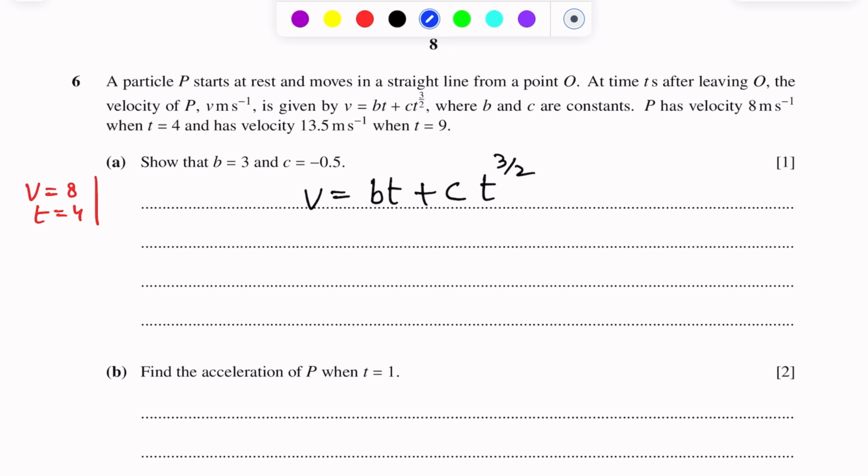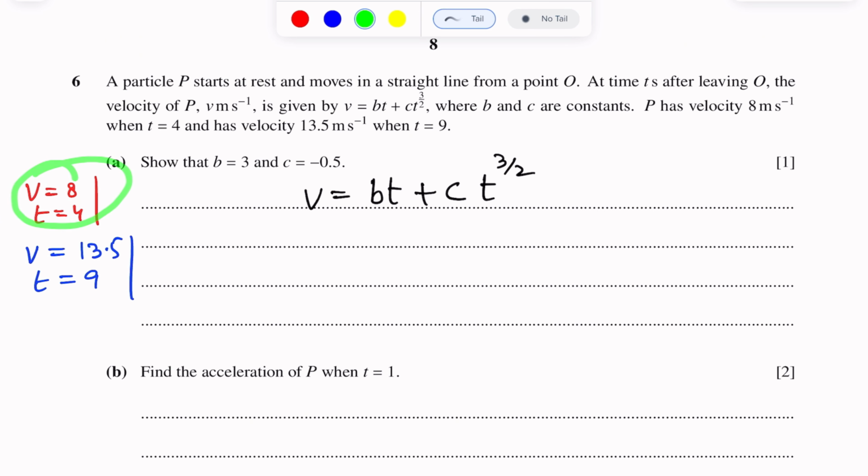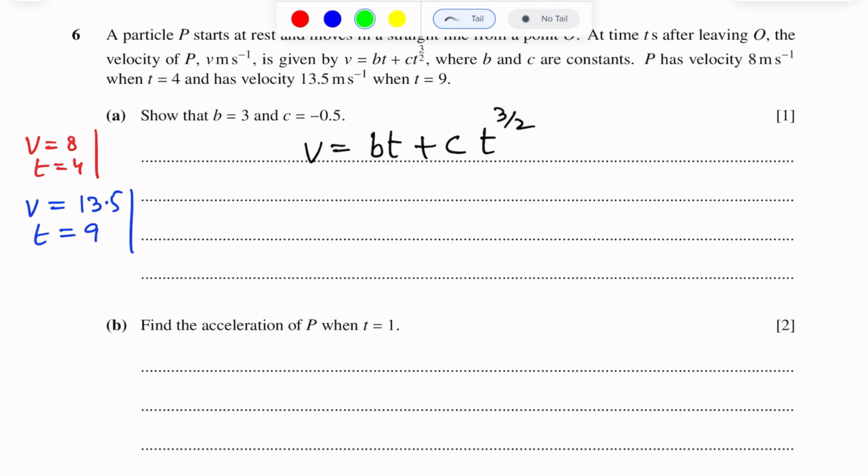The other condition is when v is equal to 13.5, t is equal to 9. Now we will put these two sets of values separately. Putting v is equal to 8, t is equal to 4, we will get an equation in B and C, and putting the other set of values, we get another equation in B and C. We will solve these two equations simultaneously.